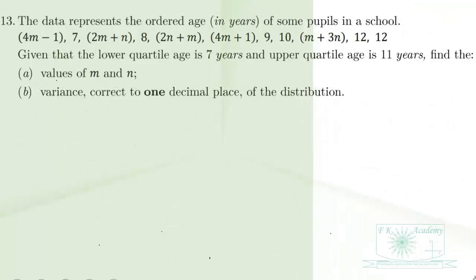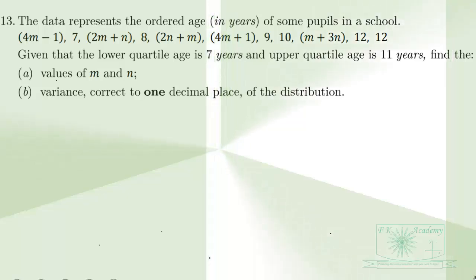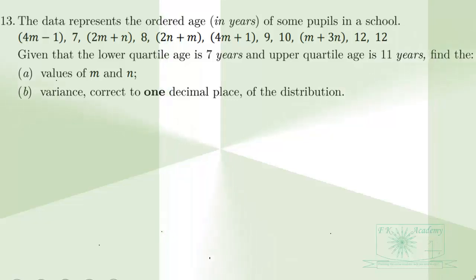This is statistics and probability section. Question number 13. The data represents the ordered age in years of some pupils in a school. Given that the lower quartile age is 7 years and upper quartile age is 11 years, find the values of m and n.